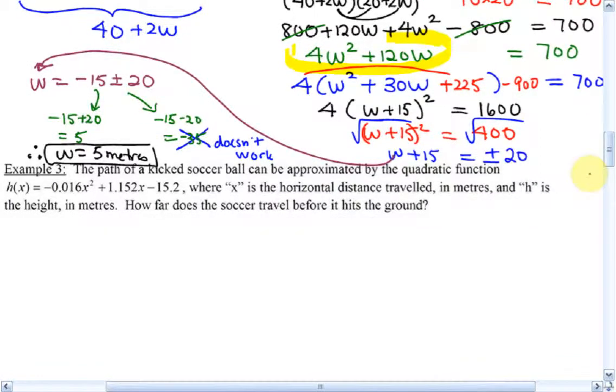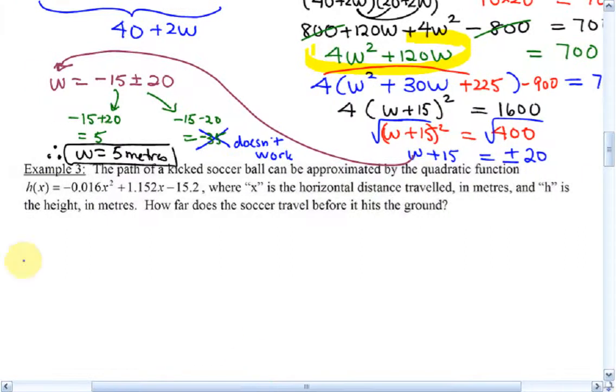Example number 3, who plays soccer? What do you guys do? You don't garden, you don't play soccer? Okay, well that's good. I don't know what happens when you kick a soccer ball, but usually the soccer ball goes up and then comes down, right? Those of you who don't play soccer, you kick the ball and it's like boom, boom, boom, and it stops there. That's not good.